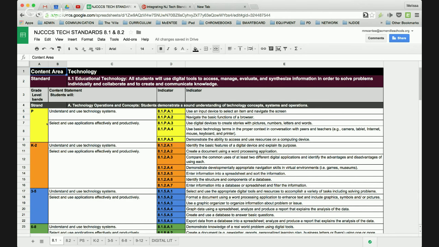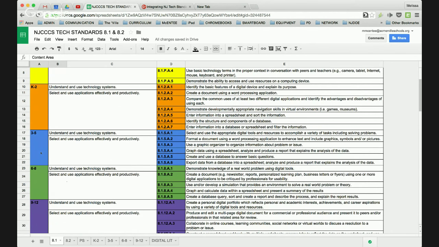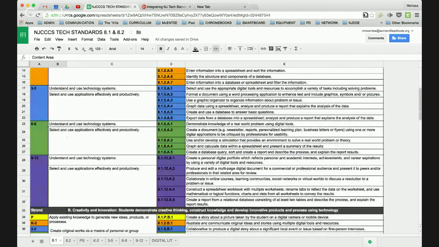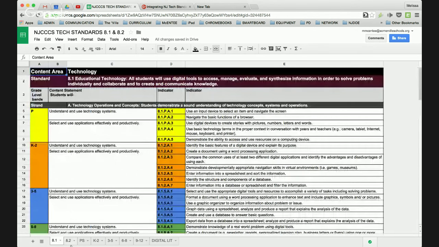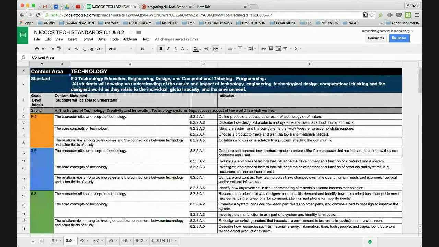I color coordinated each grade level band. It starts with a preschool indicators, then it goes into grades K to 2, grades 3 to 5, 6 to 8, and 9 through 12. They're also organized the same way in 8.2. The difference is that 8.2 is really a lot about engineering, design, computational thinking, and programming.